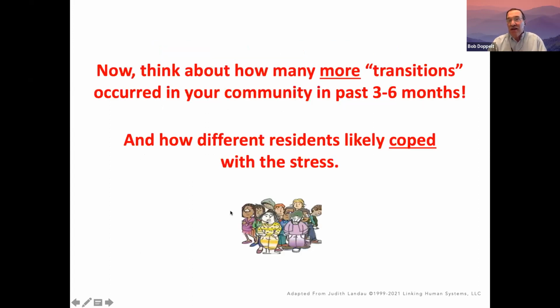Now think about how many more transitions occurred in your community in the past 3 to 6 months. If you've made 6 or 4 or 7, how many more of all your community members, and how were the different residents likely to cope with the stress that they generated? Different people have different ways of dealing with these issues. Just sort of consider that.